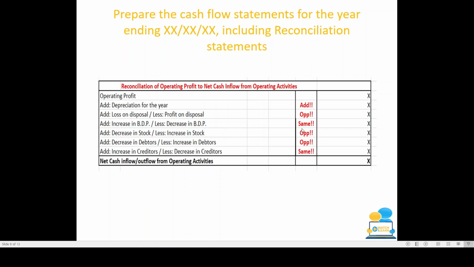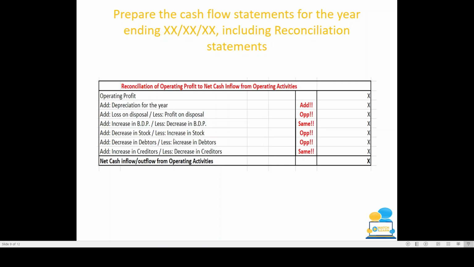For the bad debt provision, it's the same as what it sounds like it should be. So if it's an increase in the bad debt provision, I would add it on. If it's a decrease, I'll take it away. That's what I mean by the same. If it's an increase, it's the same as you think it should be. You would add it on. If it's a decrease, I'll take it away.